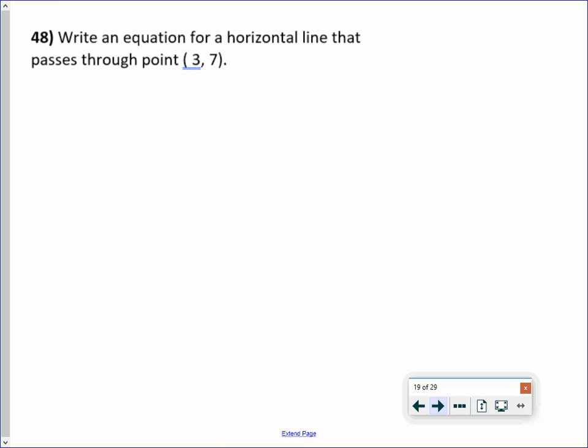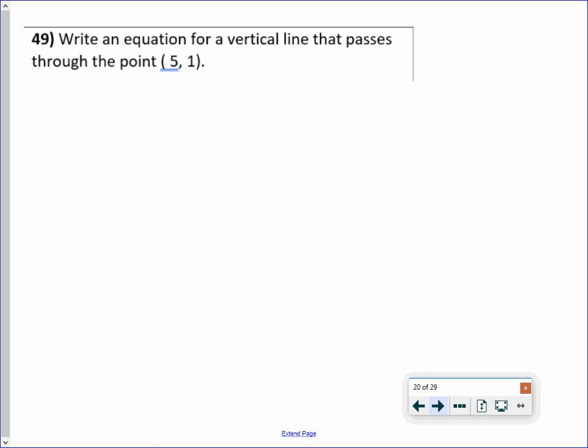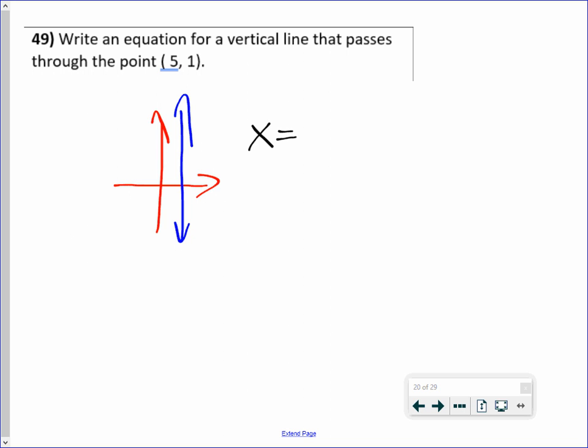Write the equation of a horizontal line. So a horizontal line is a line like that. And the equation of all horizontal lines is y equals some number. But all of these y values are the same, so my equation is just y equals 7. And this one is similar, but now we're talking about a vertical line. It'll be in the form x equals, and all of these x points are 5, so it's x equals 5.